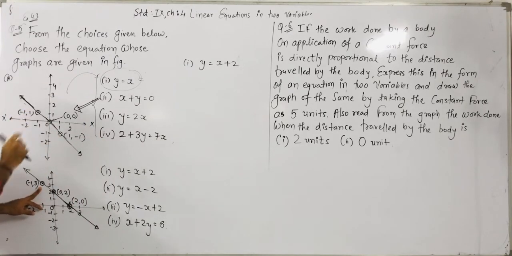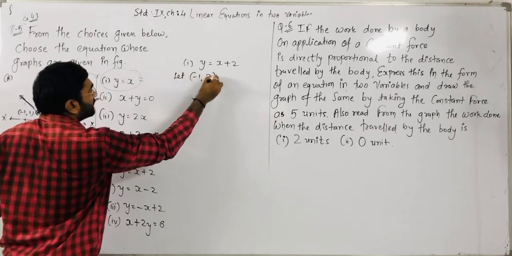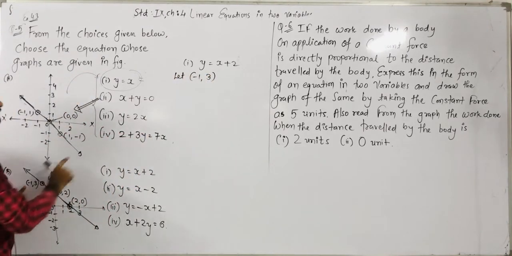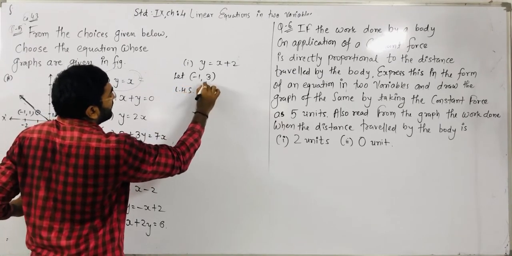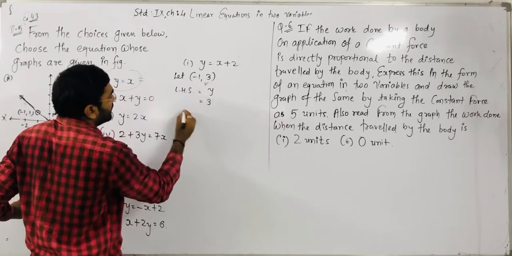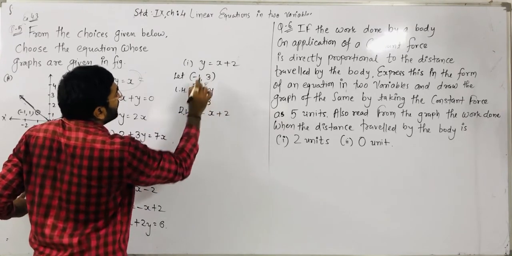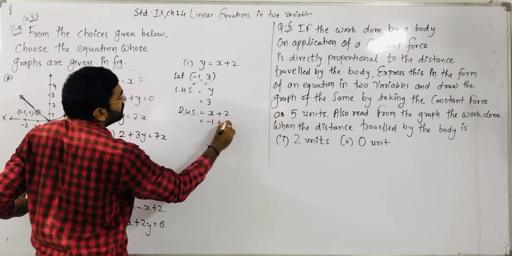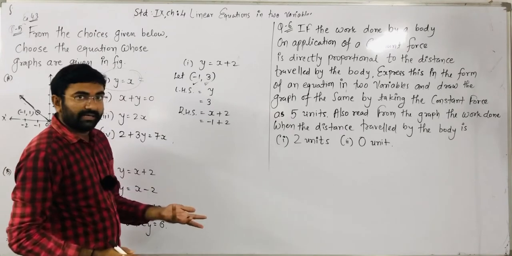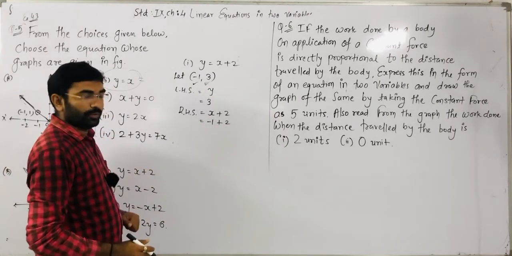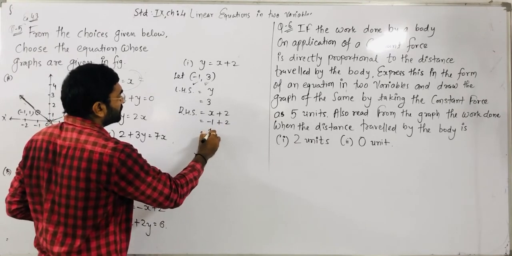Is it a solution? For that we take the first point which is given on the straight line, minus 1, 3. On the left hand side we take y, and the y coordinate value in the point is 3. On the right hand side we take x plus 2, and the x coordinate for that point is minus 1, so minus 1 plus 2. Here the bigger number's sign has to be put, so 2 minus 1 is 1, with a plus sign, so we get plus 1.